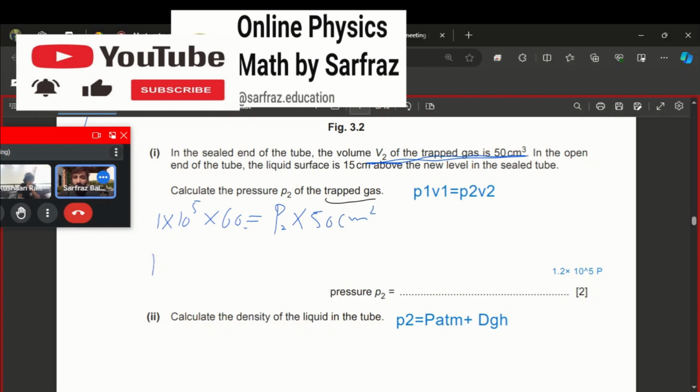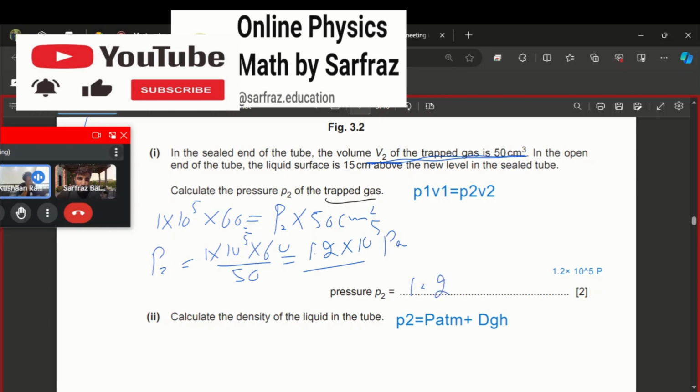Okay. So P2 will be equal to 1 times 10 raised to the power 5 times 60 divided by 50. So when you divide it, I get the answer which is equal to 1.2 times 10 raised to the power 5 Pascal. Have you got this? So 1.2 times 10 raised to the power 5 Pascals. Is it okay? Yes, sir.